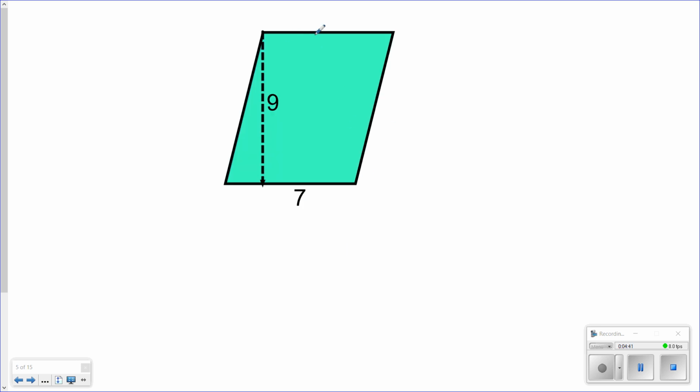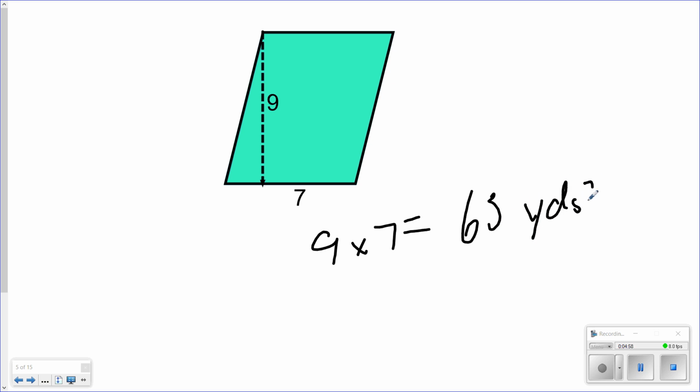This is the same way. This is another looking parallelogram, just a little taller. Remember, everything might look a little different, but still called the same thing. This would be 9 times 7, 63. We'll call this one yards this time. Square. That's how you find parallelogram.